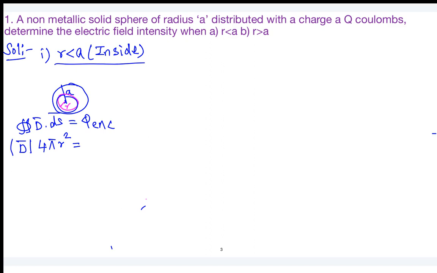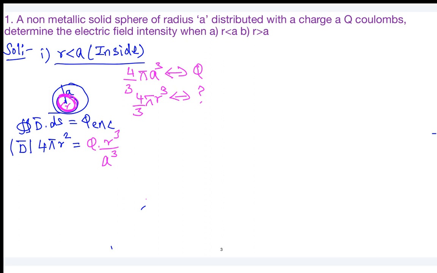So Q, the same thing again, you recollect it. 4/3 pi A cube is the volume where the total charge Q will be present. But what is the volume of this Gaussian sphere right now? You are capturing a volume of 4/3 pi r cube, right? So how much charge is present right now? That will be Q into R cube by A cube. You understood? Then you can simplify it and tell me the answer.